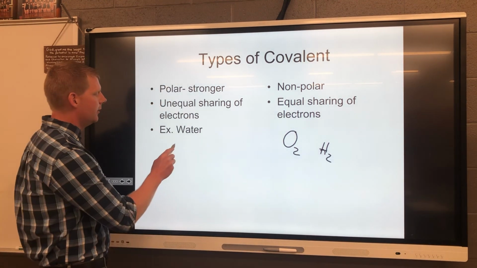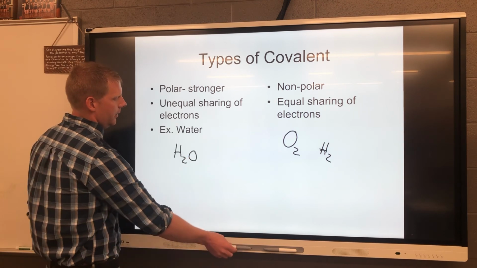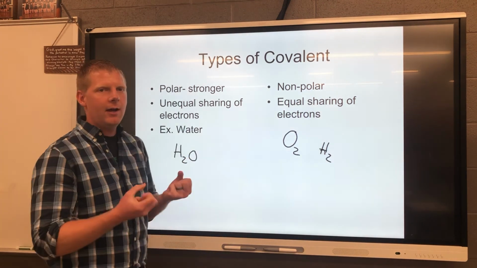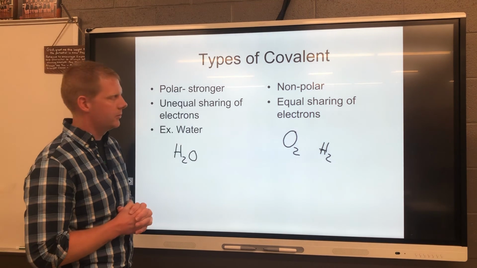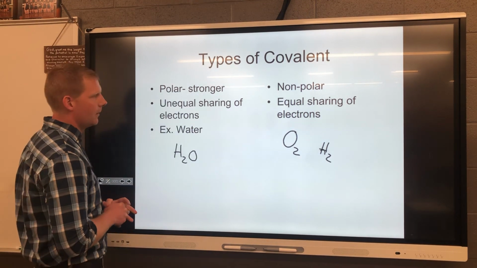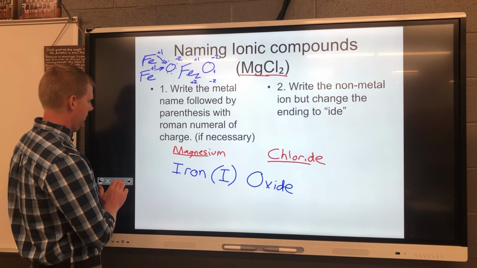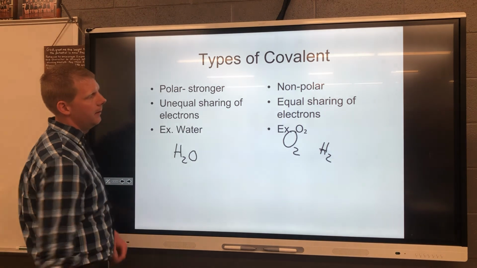But over here we have H2O, right? And the oxygen is going to have a stronger pull of those electrons. So it's going to get that partial negative charge there. All right, that'll wrap it up for covalent bonds.